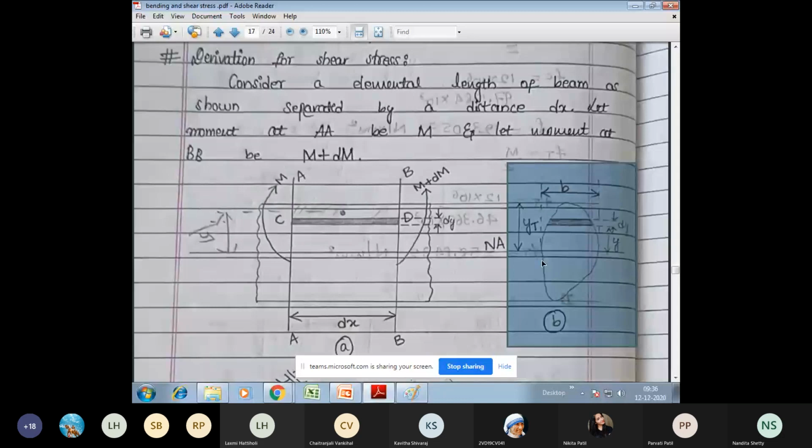Yes, ma'am. And some say it is I section. First of all, in this particular concept, I have not considered the I section at all. I have taken a general section. Then why does it become flange?